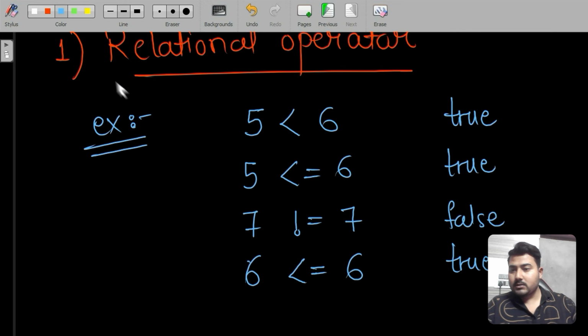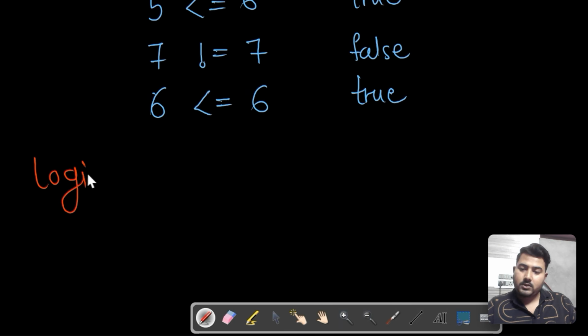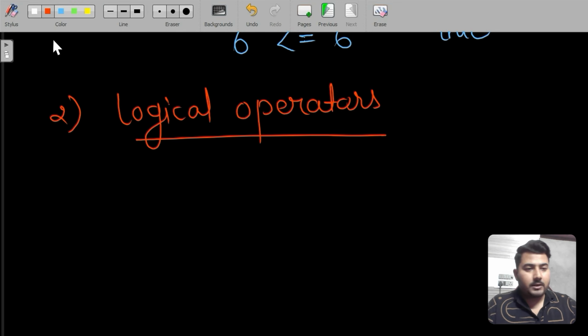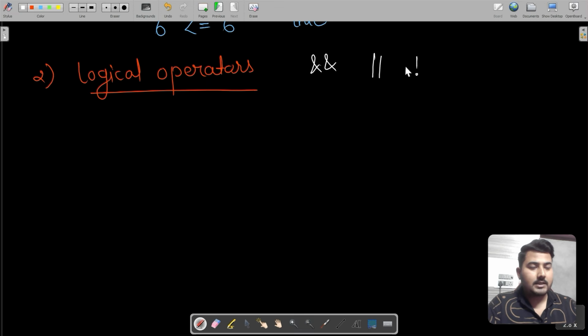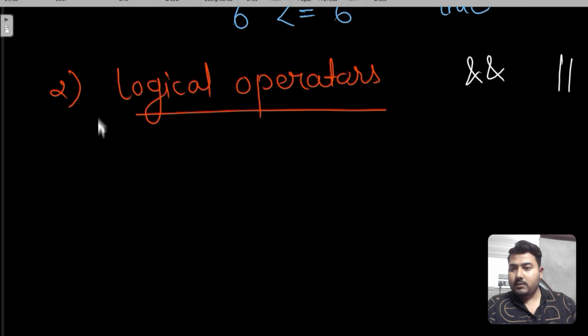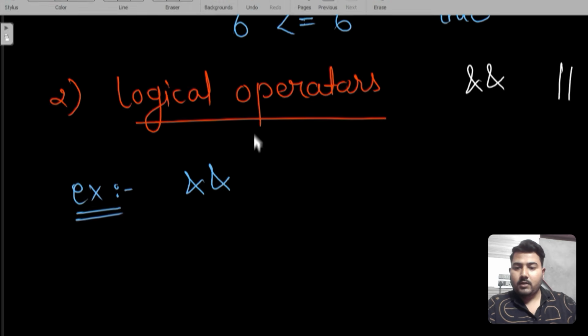Apart from relational operators, we also use logical operators many times in our conditions. Possibly you might have heard about these logical operators. These are actually three kinds: AND operator, OR operator, and NOT operator. These are the three things which we use. Let me just give you an example. First of all, how does the AND operator work?